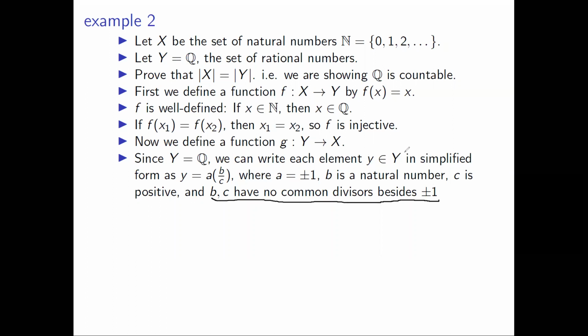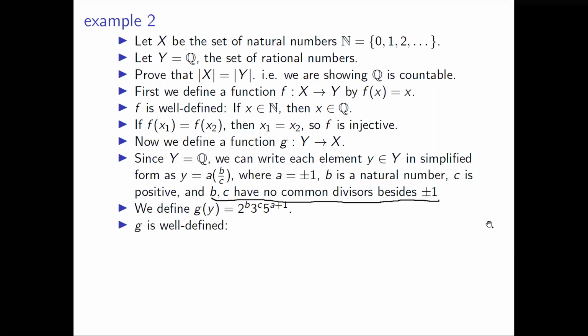Okay, so we've discussed this bullet. Each element from the rational numbers can be written in simplified form. And we're going to use that simplified form to define our function g. We're going to define g of y equal to 2 to the b, 3 to the c, 5 to the a plus 1. So the product of those three prime powers. And we'll first check that g is well defined, then we'll see that it's injective.